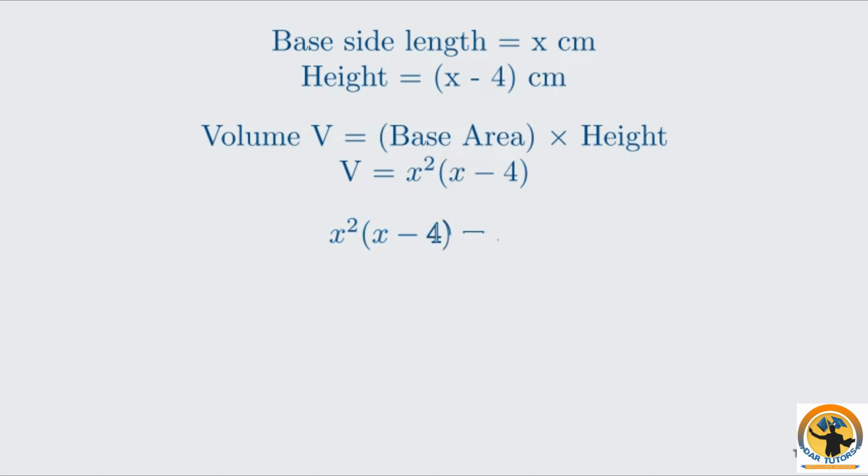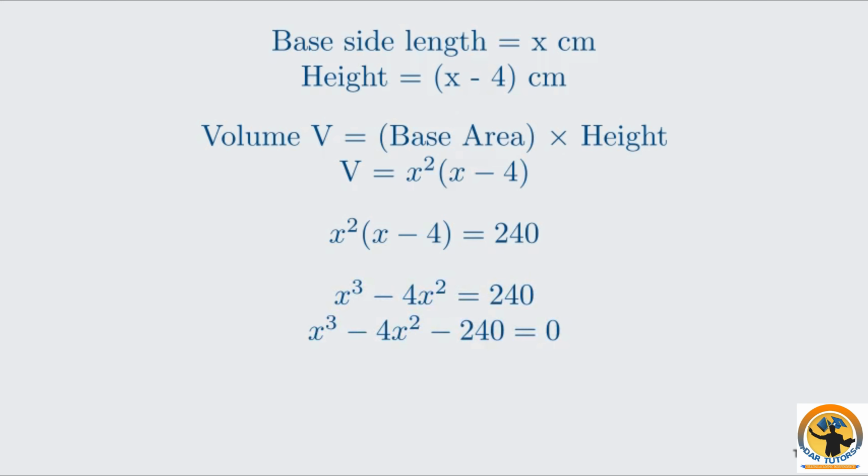This gives x squared times the quantity x minus 4 equals 240. To solve this, we expand and rearrange it into a standard polynomial equation. This expands to x cubed minus 4x squared equals 240, which rearranges to x cubed minus 4x squared minus 240 equals 0. We can try to find an integer root using the rational root theorem.